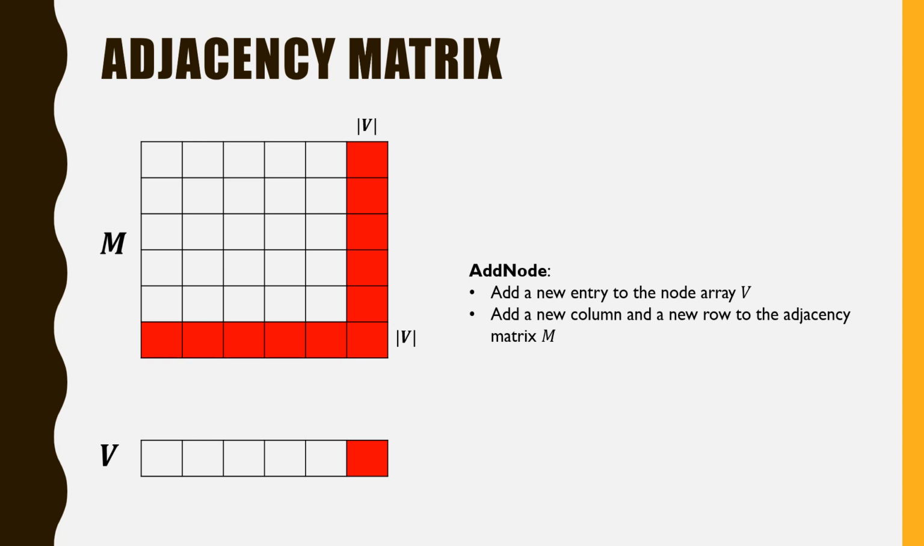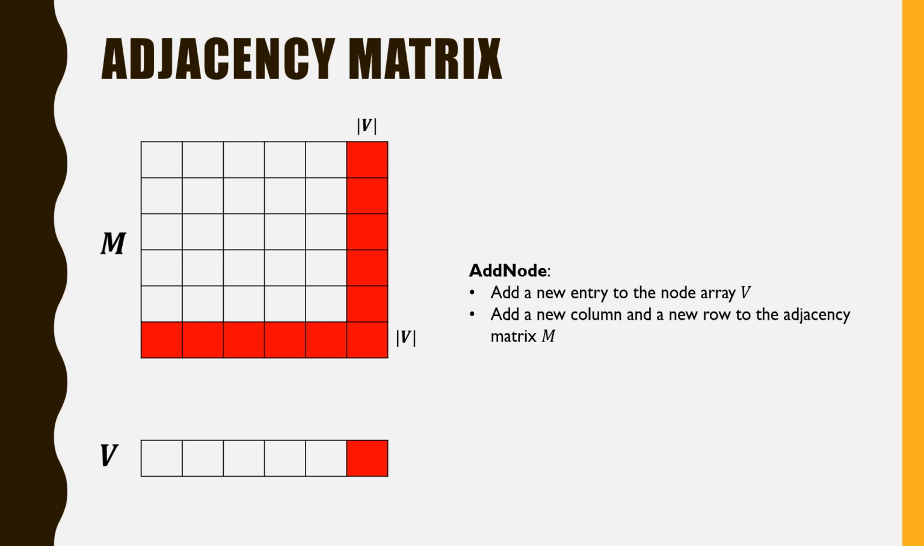To add a node, we need to update both the node array V and the adjacency matrix M. Each node is typically assigned an internal ID, which corresponds to the order in which it was inserted into the graph. For example, node i represents the ith node added to the graph. When adding a new node, its internal ID should be set to the current number of nodes already in the graph. This means we must allocate a new entry in the node array V at the last position.